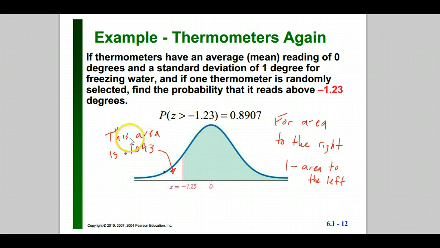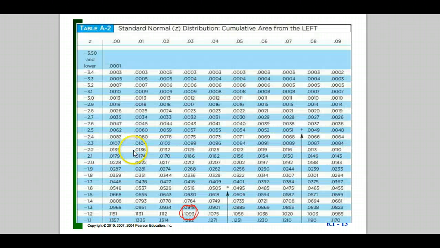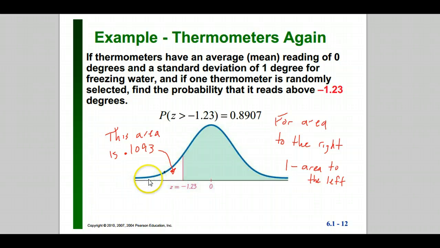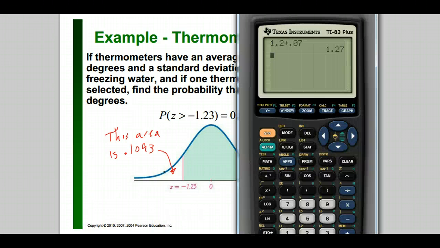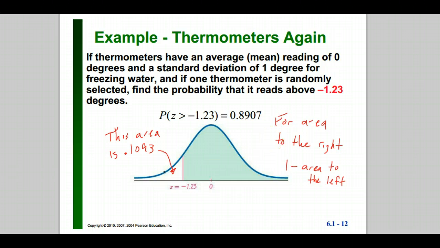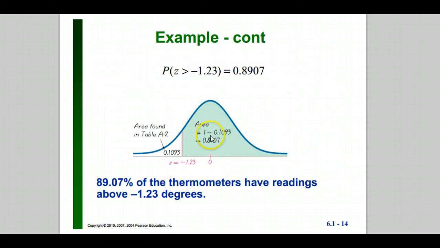Well, I'm going to show you from the table. We get negative 1.23 is 0.1093. So that area to the left is 0.1093. For the right, we have to subtract the area to the left from 1. So I'm doing 1 minus 0.1093 to get 0.8907. Then the interpretation is that 89.07% of thermometers have readings above that.